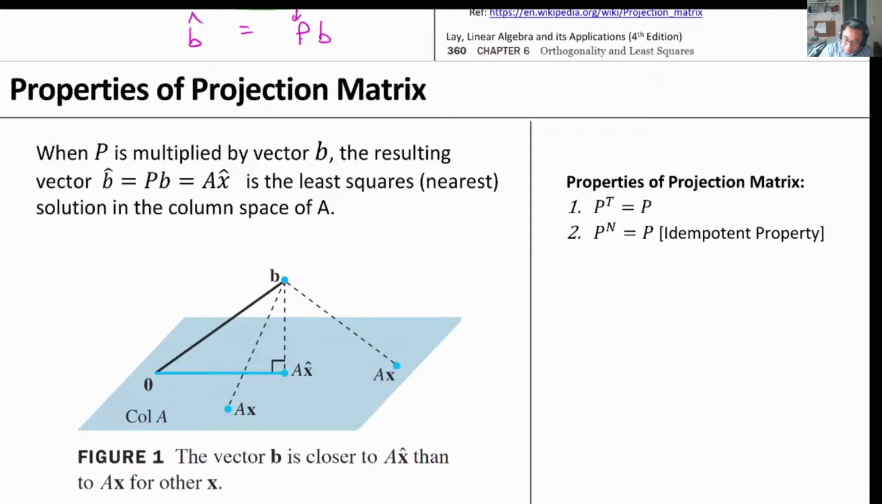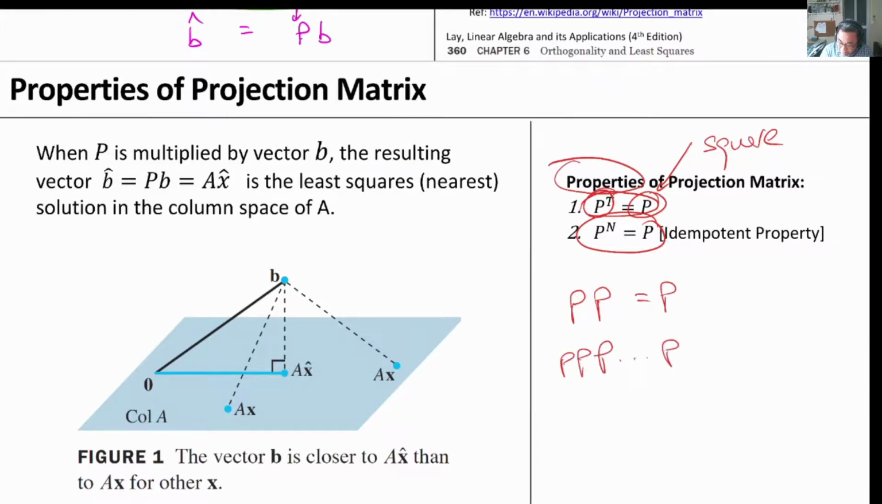In the next slide, we talk about some properties of the projection matrix. It has two interesting properties. A projection matrix is a square matrix first, and not only is it a square matrix, its transpose is equal to itself. P transpose is equal to P. Not only that, P multiplied by P is equal to P. P multiplied by itself n times is still equal to P. So it is called the idempotent property of the projection matrix.